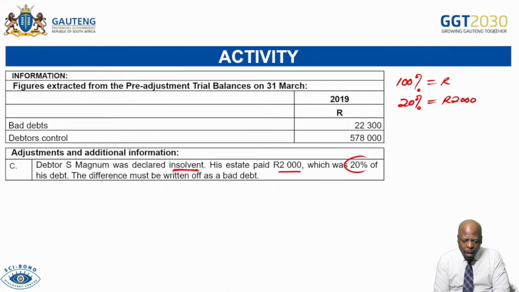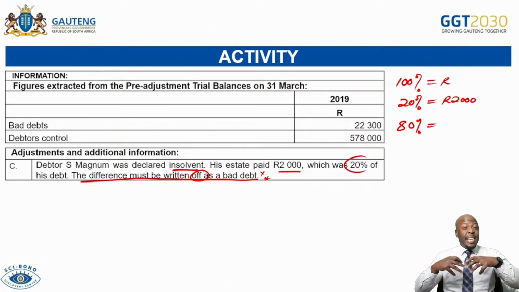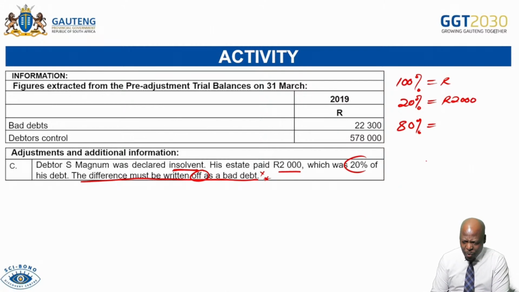Now, the difference must be written off as bad debt. What difference? Remember, they were owing 100%. They have only paid 20%. The difference, therefore, is 80%. So the 80% has not been paid, and we're being told to write it off as bad. You know what is bad debt? When a debtor can no longer settle the account. That's an expense. But we don't have the rand amount. How do we do that?